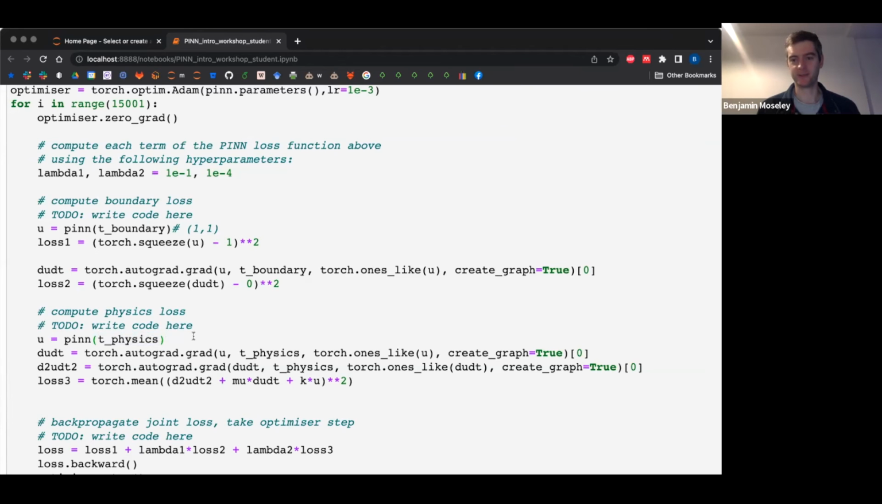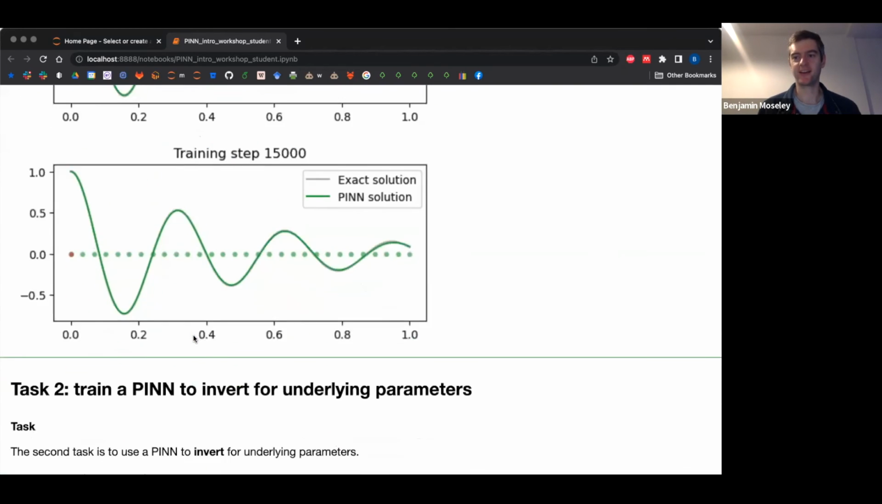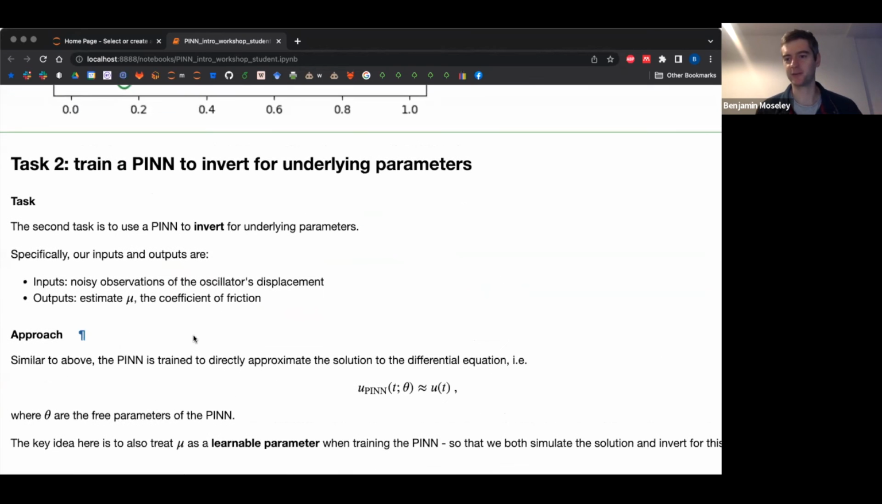Right. That's a good question, actually, because the next part is when we do have some data and we want to do some inverse problem. But are there any other questions on the simulation task?